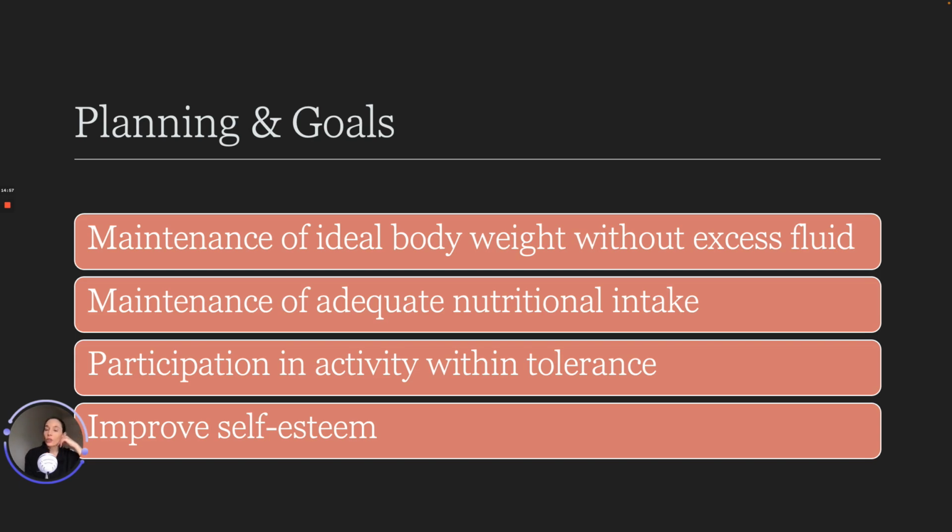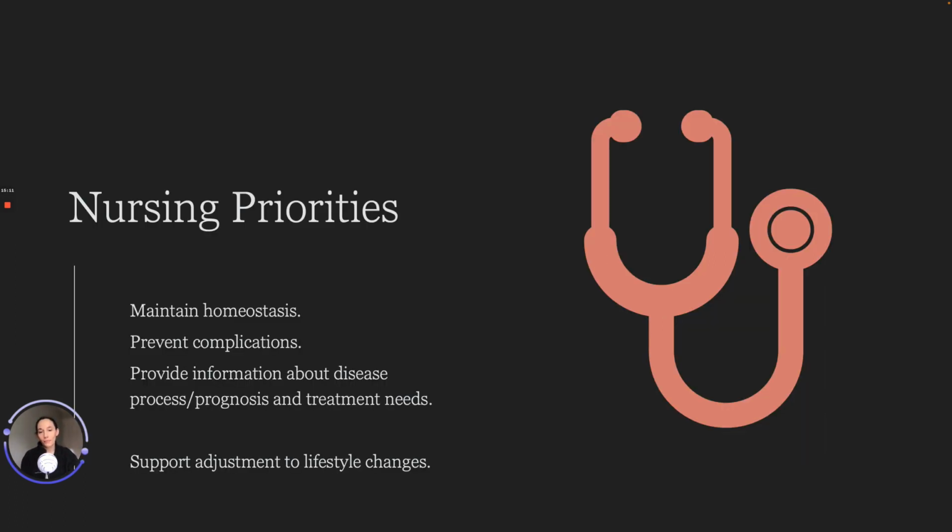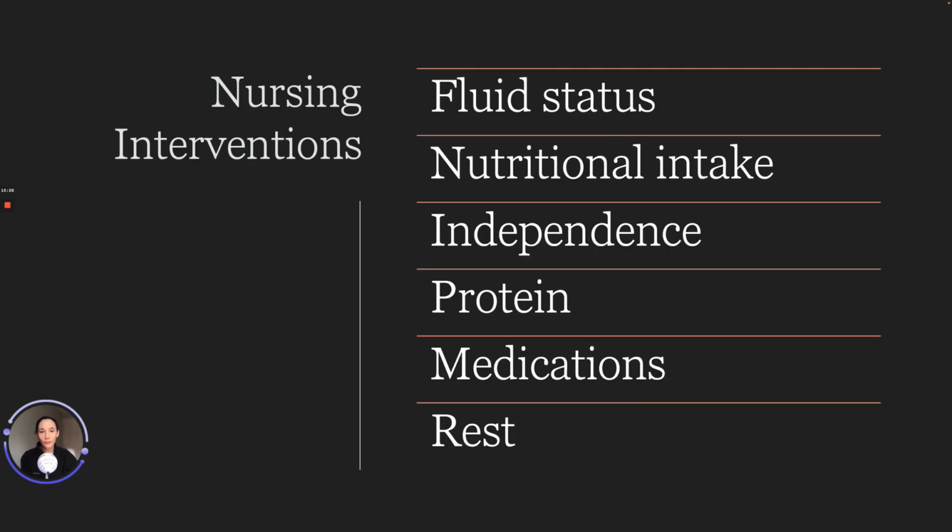So planning and goals for these patients are to maintain an ideal body weight without excessive fluid, maintenance of adequate nutritional intake, participation in activity within tolerance, and improved self-esteem. Nursing priorities include maintaining homeostasis, preventing complications, providing information about the disease process and prognosis and treatment needs, and support adjustments to lifestyle changes.